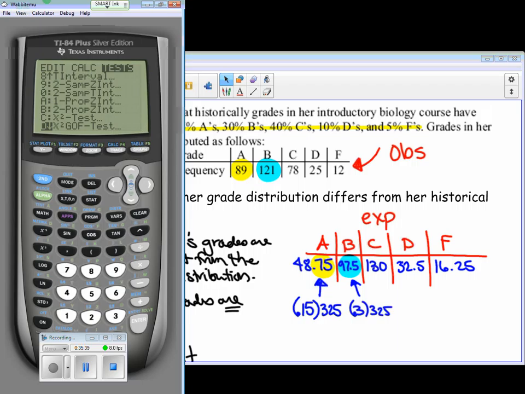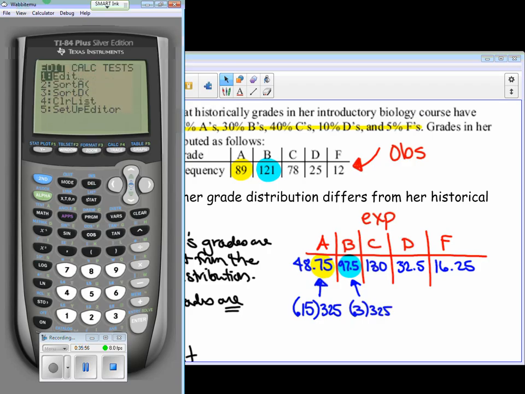But we're going to use goodness of fit test. If you hit it, look what it asks us. Can you put your observed data in list 1 and your expected data in list 2? So let's do that, and then we'll come back to this, okay? Where are my lists again?